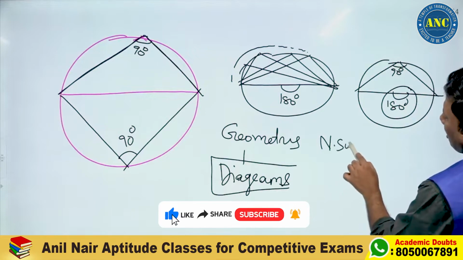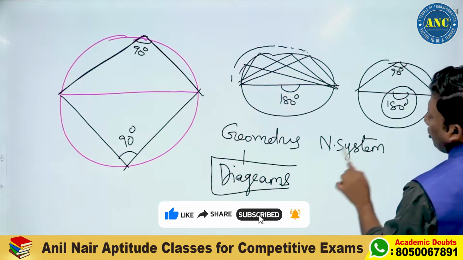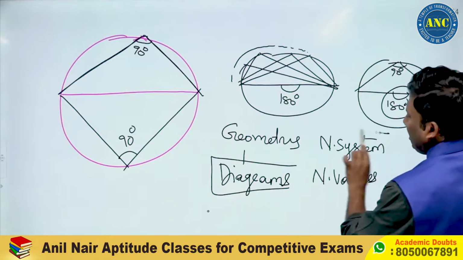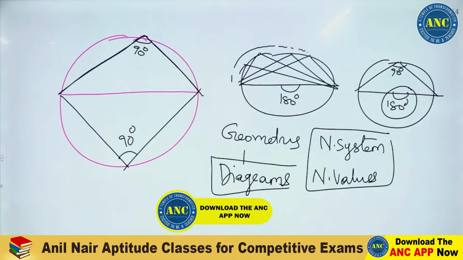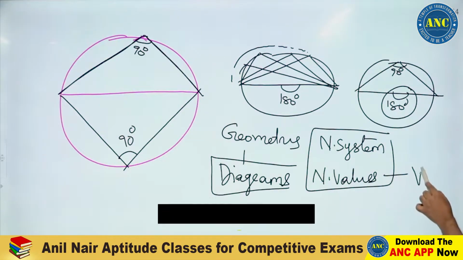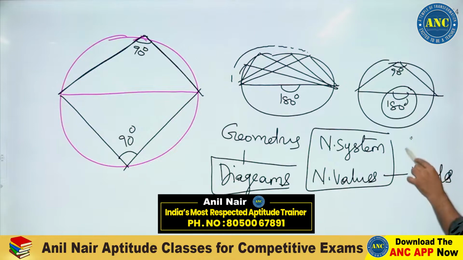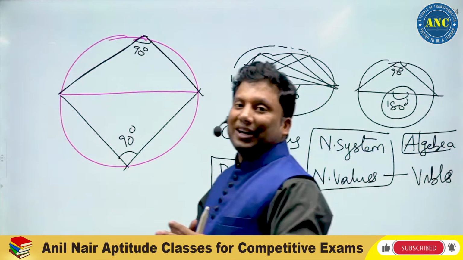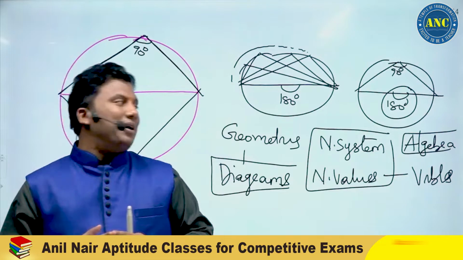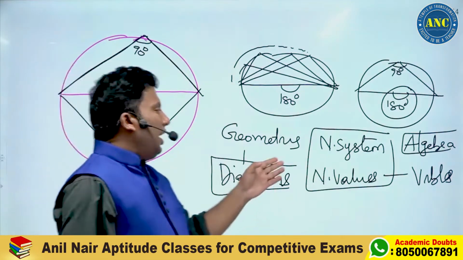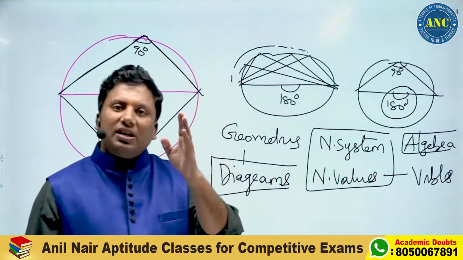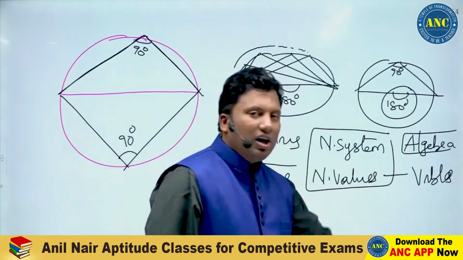Number system is representation of a parameter using numerical values. If I use numerical values to represent a parameter, that chapter is called number system. If I represent a parameter with variables, then the chapter name will be algebra. Representation of a parameter using diagrams is called geometry. Using numerical values, it is called number system. Using variables, it is called algebra.